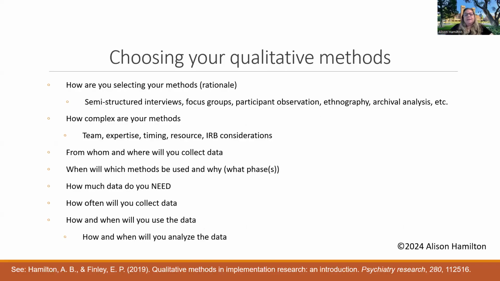This is not super specific to implementation research in terms of choosing our qualitative methods. We need to do this in all types of research, think about how we're selecting methods and the complexity of those methods. But there are aspects of this that are particularly important to consider in implementation research in terms of being strategic about what methods you're using. I'll talk about this more in a moment, and your sampling approach, and also this idea of data sufficiency.